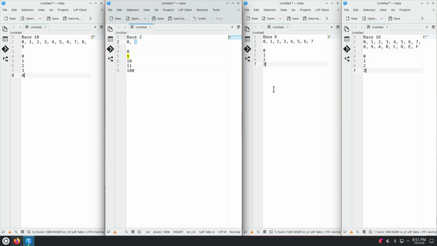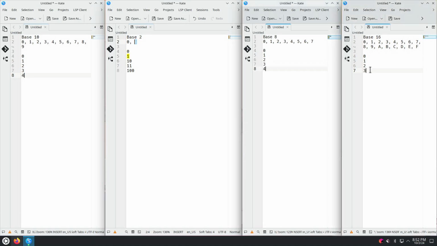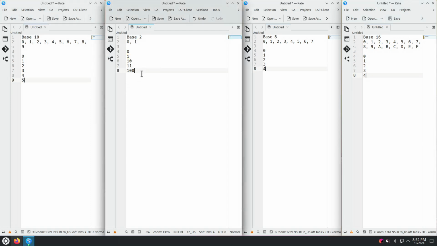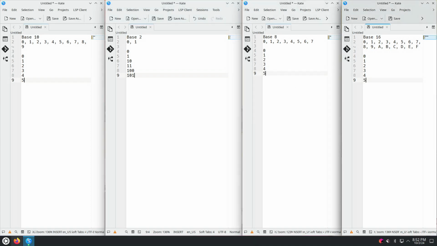Okay, let's look at the next. So 4 exists in base 4, base 8 and base 16, so we just write 4. Then 5. In base 2, 5 is similar to the previous one, which is 100 plus 1, which is 101. 5 and 5.